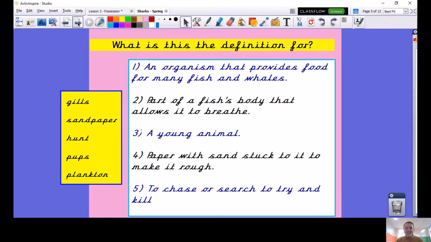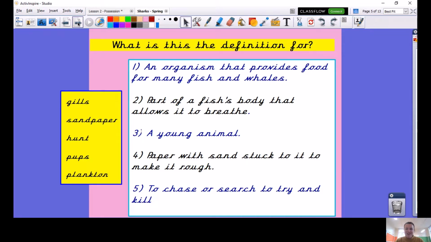Last lesson we looked at 5 different definitions for words. We looked at gills, sandpaper, hunt, pups and plankton. I'm going to read you a definition and I want you to remember if you can pick the word that it matches up with. An organism that provides food for many fish and whales. Was that gills, sandpaper, hunt, pups or plankton? That's right, it was plankton, wasn't it? Next one, part of a fish's body that allows it to breathe. You're right, it's their gills that help them to breathe.